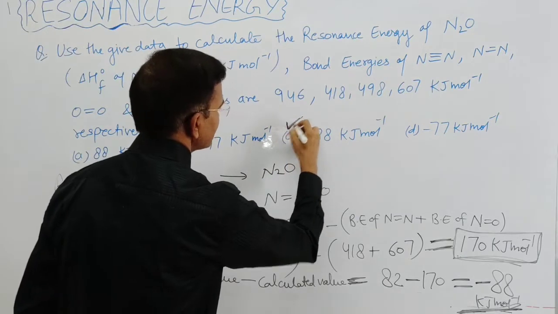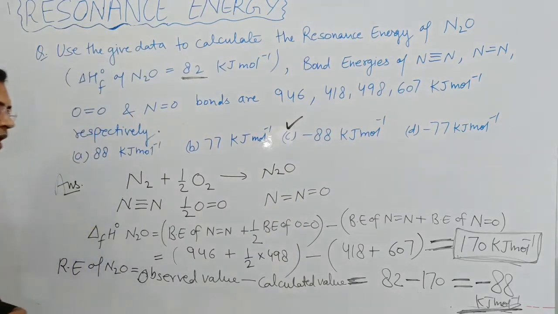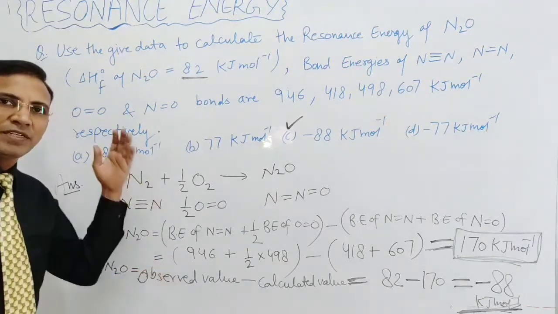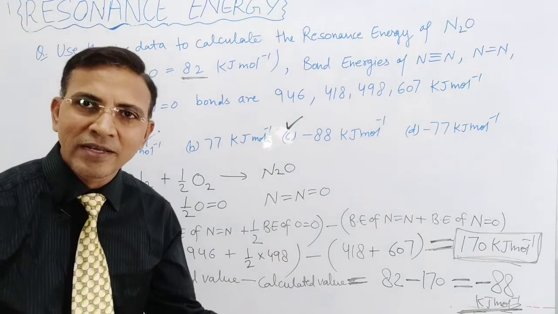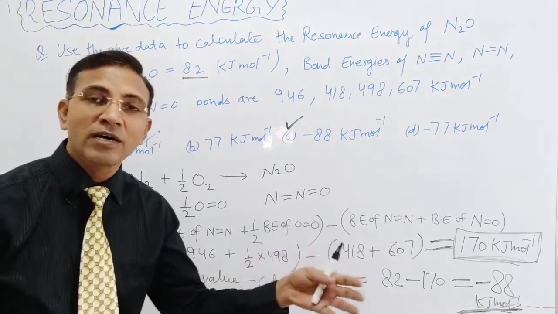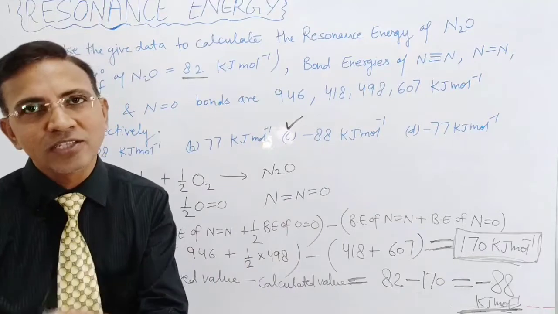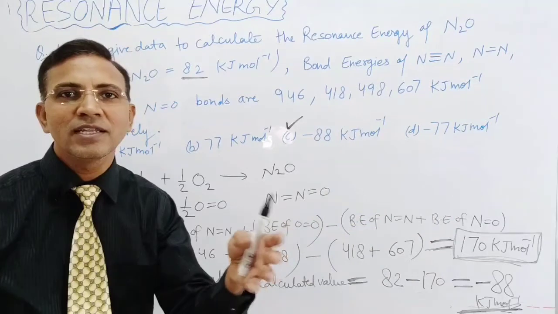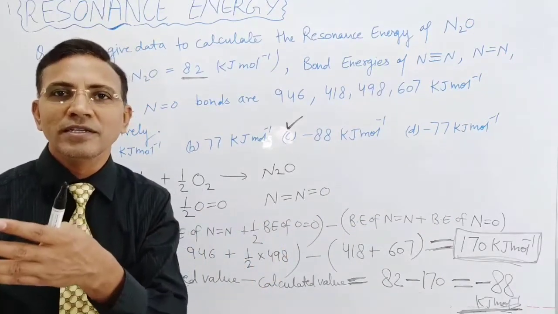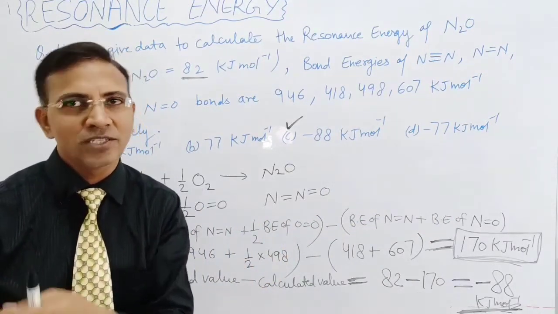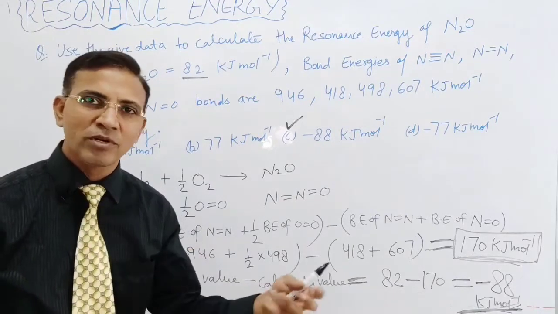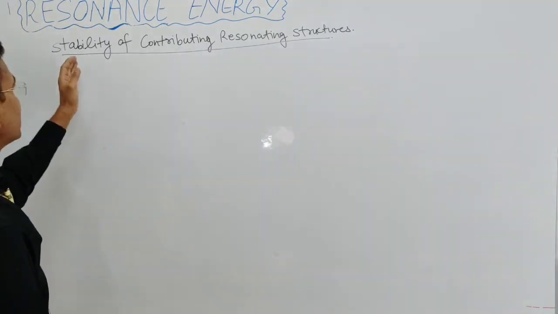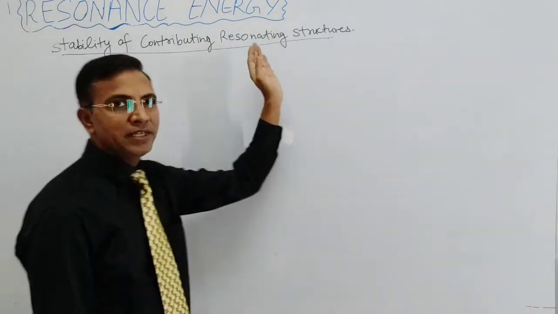The C option is correct, right? So I think you come to know how to calculate the resonance energy with the given data. Now beta, move to some questions related to the stability of resonating structures related to resonance energy. How the resonance energy contributes to defining the stability of the resonating structures. Okay, I am going to take some examples related to the stability of contributing resonating structures.